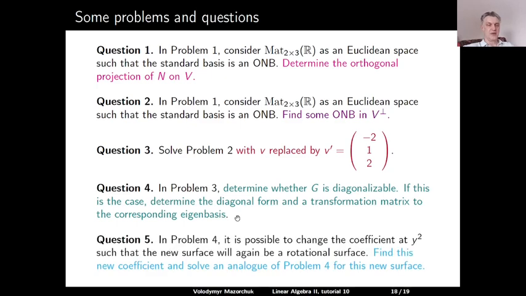Question 5. In problem 4, it is possible to change the coefficient at y squared such that the new surface will again be a rotational surface. There is one other choice for the coefficient such that we get a rotational surface. Find this new coefficient and solve an analog of problem 4 for this new surface.